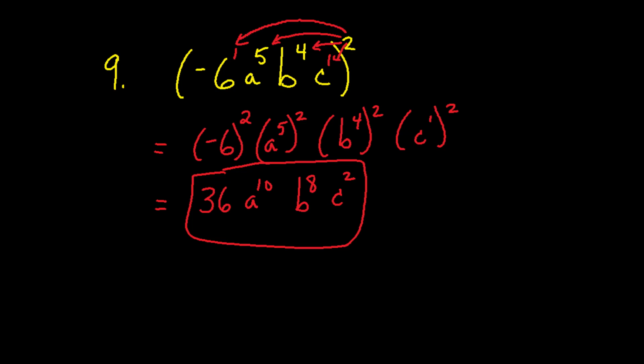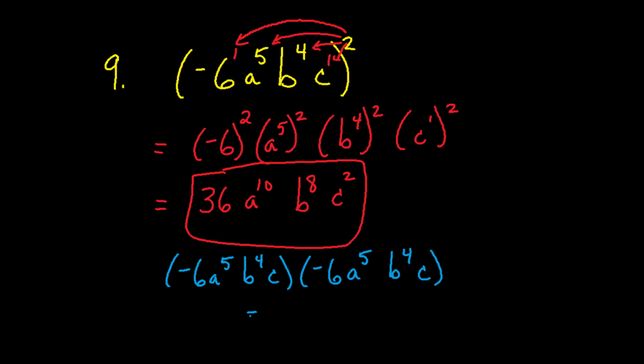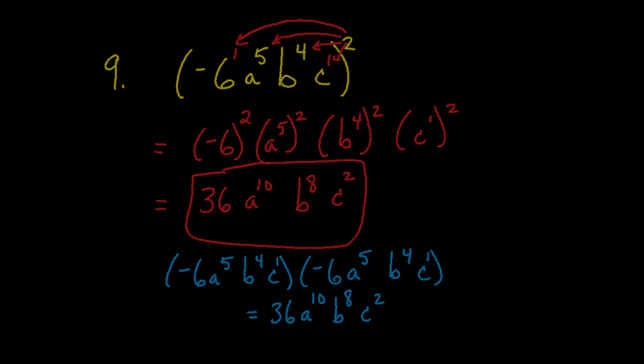We could have done this problem a different way. Since it's a square, we could have just multiplied -6 a to the 5th, b to the 4th, c times itself, -6 a to the 5th, b to the 4th, c. -6 times -6 is 36. a to the 5th times a to the 5th: now that we're multiplying, we add exponents, so a to the 10th. b to the 4th times b to the 4th is b to the 8th, and c to the 1st times c to the 1st is c squared. So either way, we get the same answer.